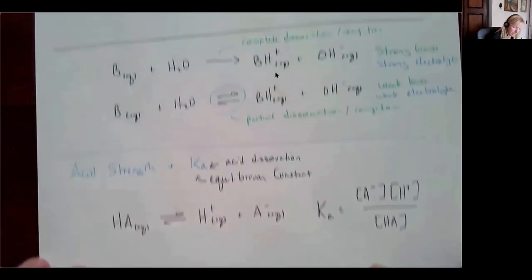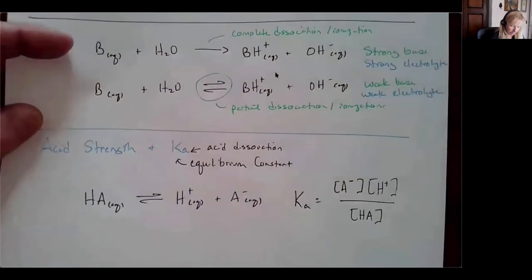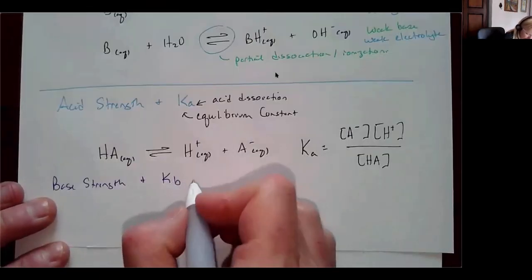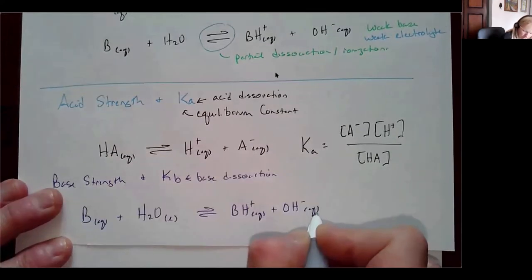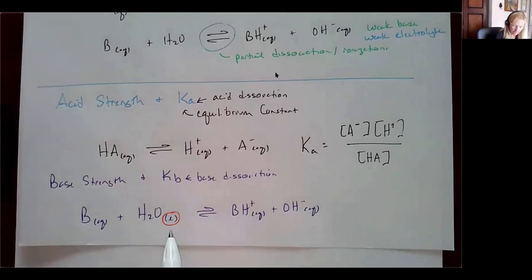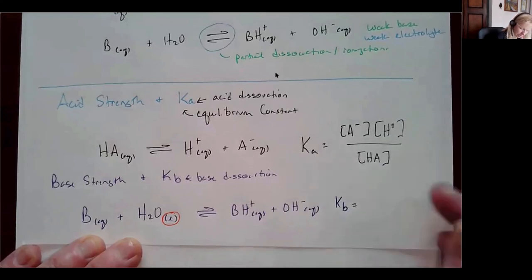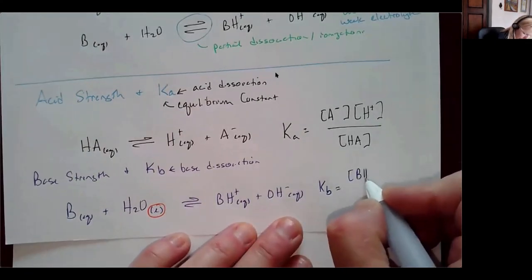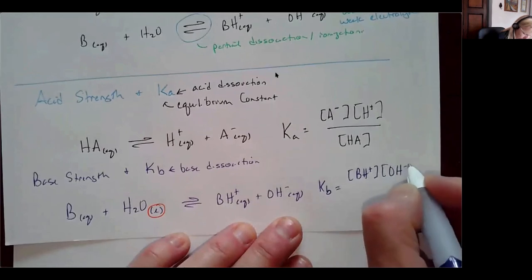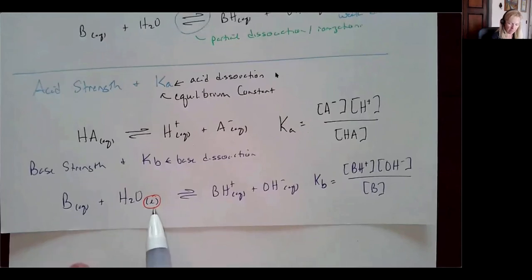So Kb, I could look at this and write a Kb for it. So let's do that real quick. So Kb now, this means my base dissociation. Now there's something important here in that this is liquid water. So remember, in a heterogeneous scenario, this is not going to be in your law of mass action. So I can ignore the water here. So when I write my Kb, it is just going to be the concentration of BH plus and OH minus over the concentration of B. And this just falls out of that law of mass action.